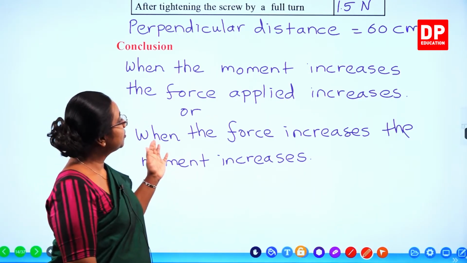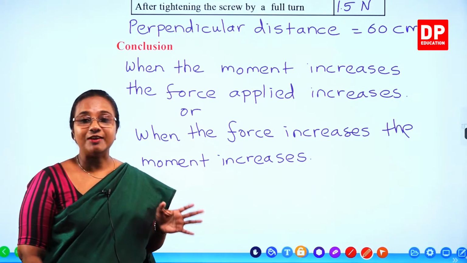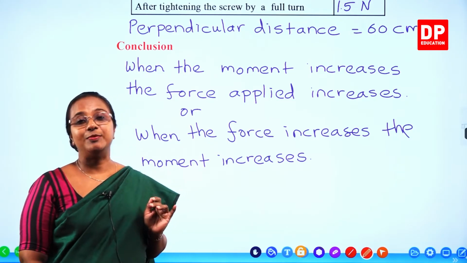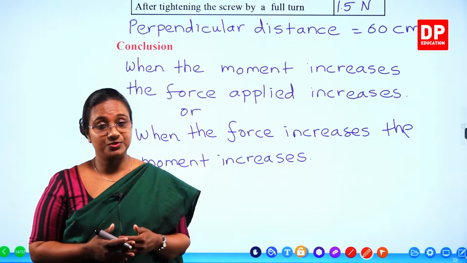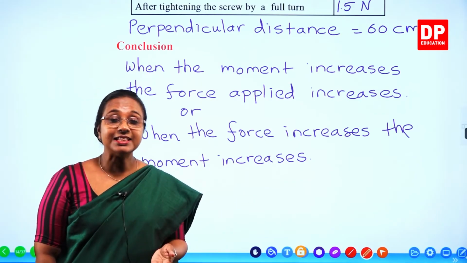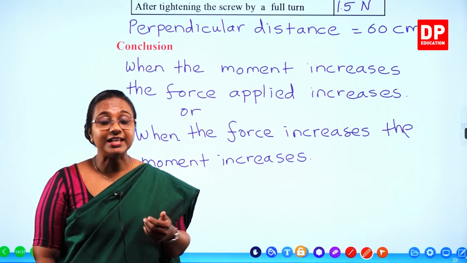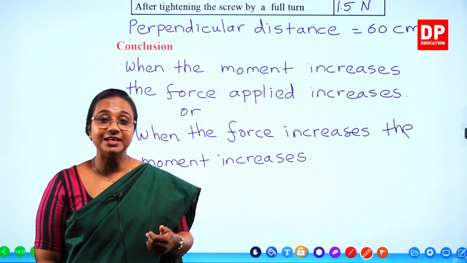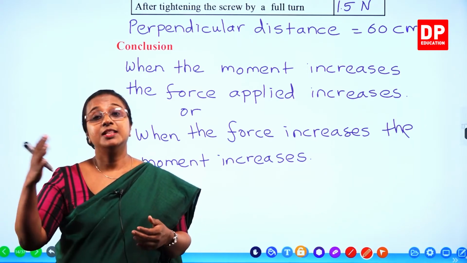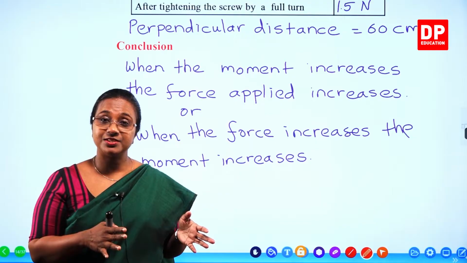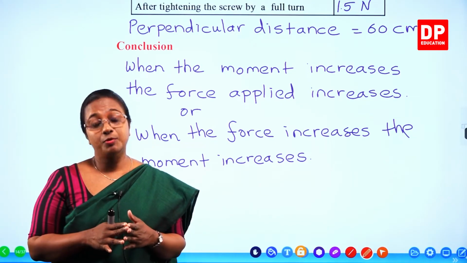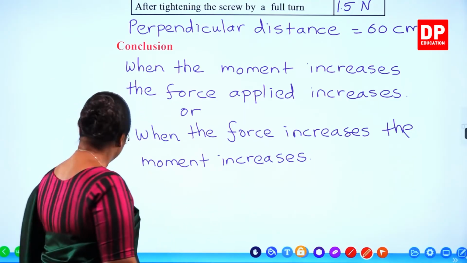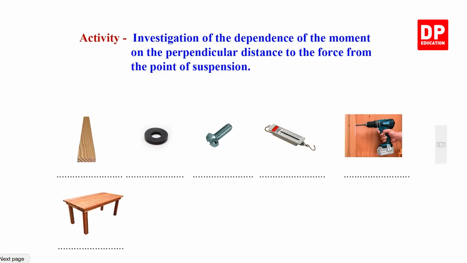Okay, students. So now in this activity, you all would have understood the relationship between the magnitude of force and the moment of force. So we will discuss another activity where we look at the effect of the perpendicular distance from the axis of rotation to the application of force on the moment. So then I will move on to the next slide.